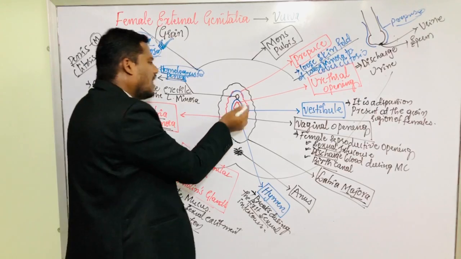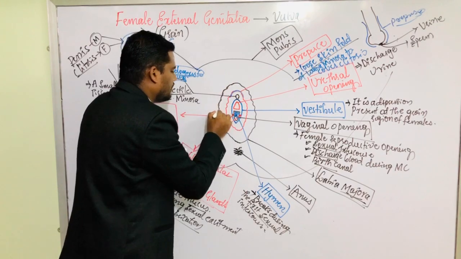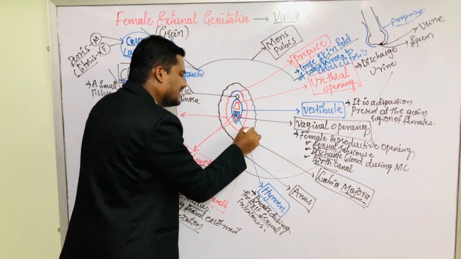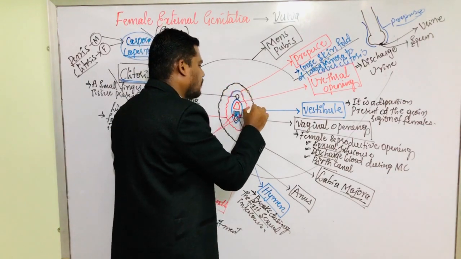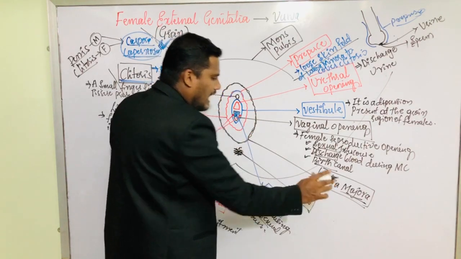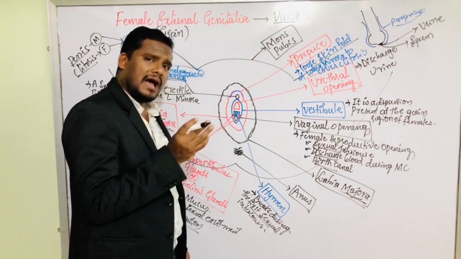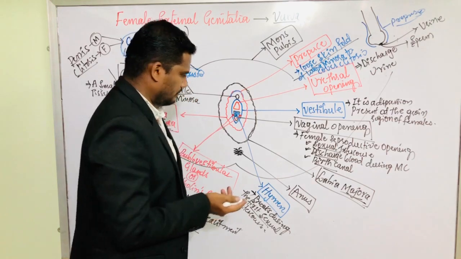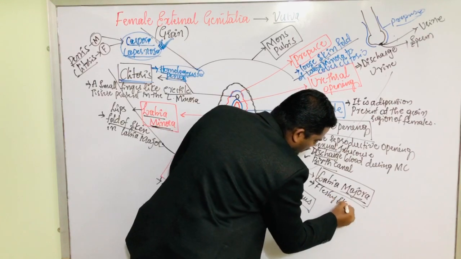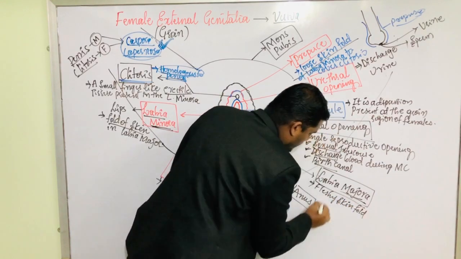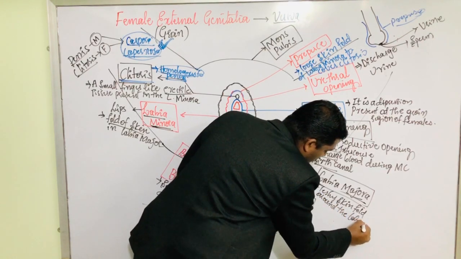Now, after this, we have one more covering layer, one more loose skin fold here. This skin fold is fleshy. This fleshy skin fold is called labia majora. Because the bigger one is majora and the smaller one is minora. Labia means lip, a lip-like opening. So labia majora is a fleshy skin fold around the labia minora.